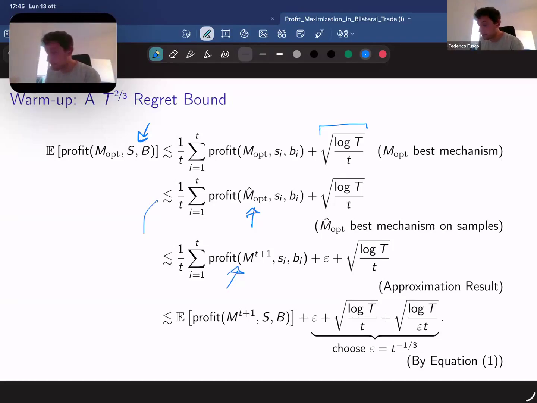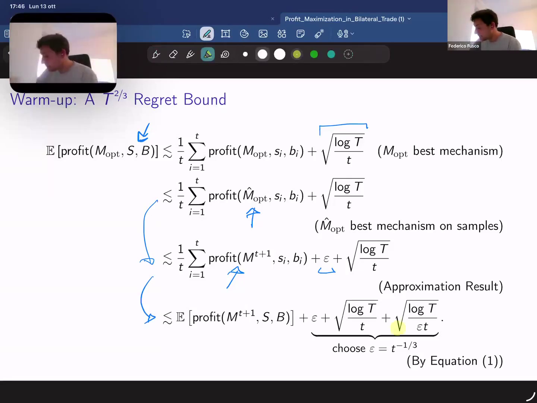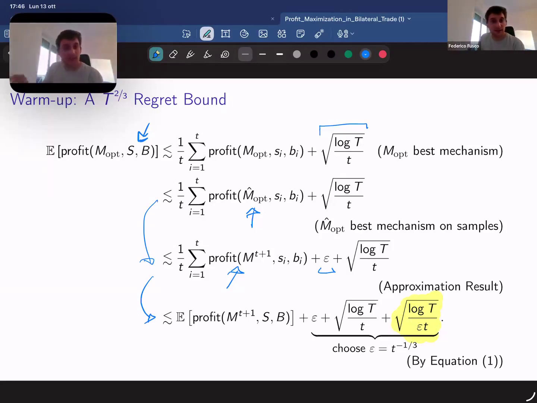In going from here to here, we have to pay this extra order of epsilon that is given by the discretization. And finally, here I use the uniform convergence bound that I've proven up there. And in particular, here is where the error term appears. Okay? And then at this point, I'm free to choose epsilon because this is the learning rate that I have. If I set epsilon to be t to the minus 1/3, I get a t to the 2/3 regret bound.